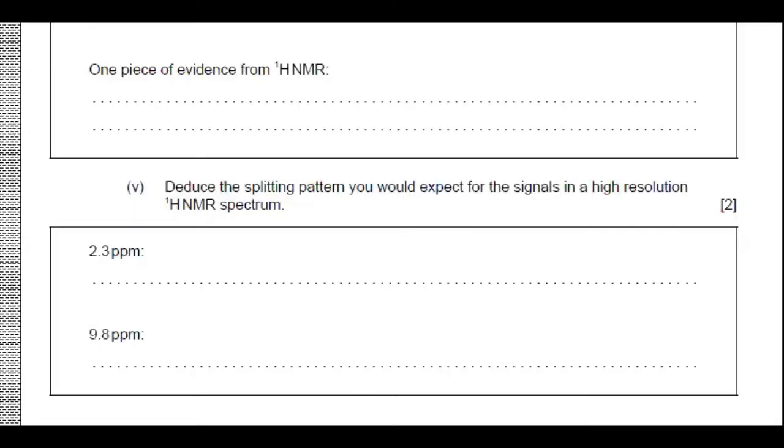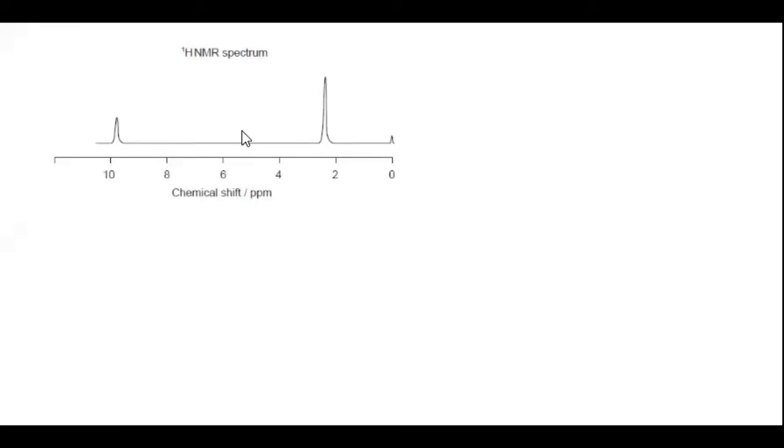Moving to the next part of the question: deduce the splitting pattern you would expect for the signals in a high resolution H1 NMR. In high resolution H1 NMR, depending upon the environment and the neighboring hydrogens, the peak we are getting will be split into doublets, quartets, triplets and so on. We'll see how it happens. This is the low resolution peak corresponding to compound B. I'll redraw it.